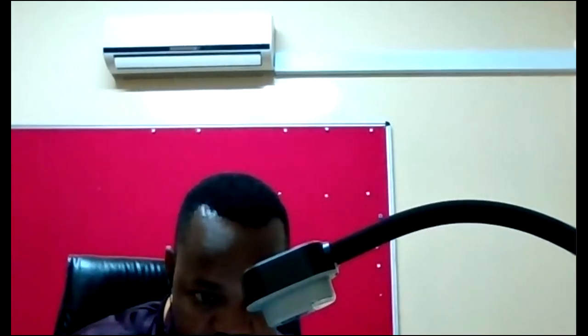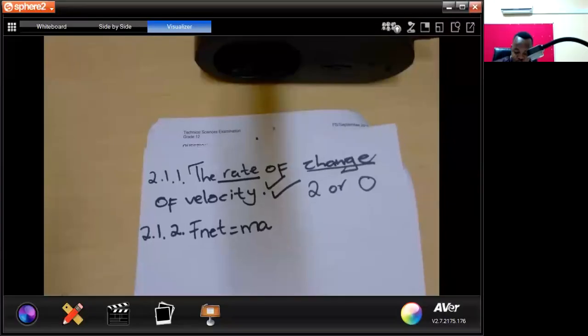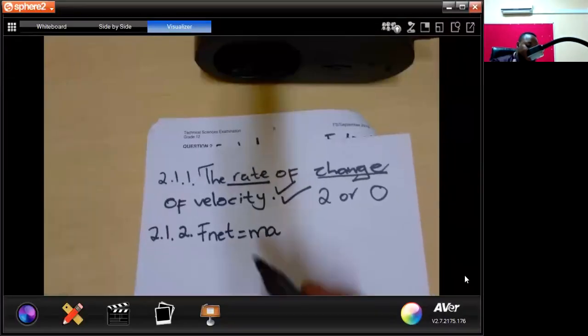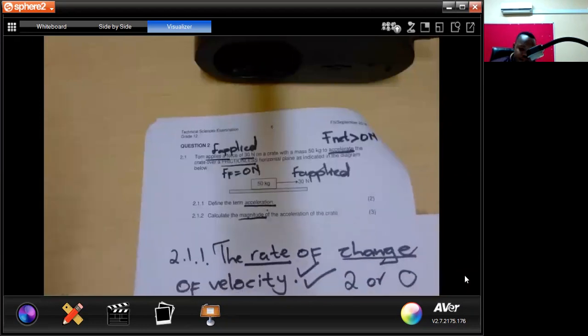Right, my dear learners, I hope we are still together. There was just a technical glitch there. So we are back, right? So we were required to calculate the magnitude of the acceleration of the crate.